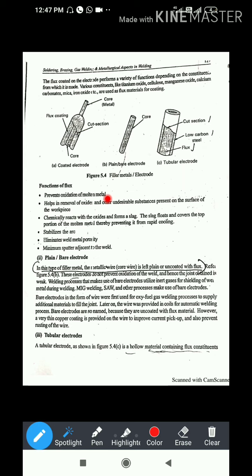In these, the flux is not used for generation of the gas shelter. The external inert gases, such as argon, are introduced there for making the gas shelter. For such types of welding processes, plain and bare electrodes are used.